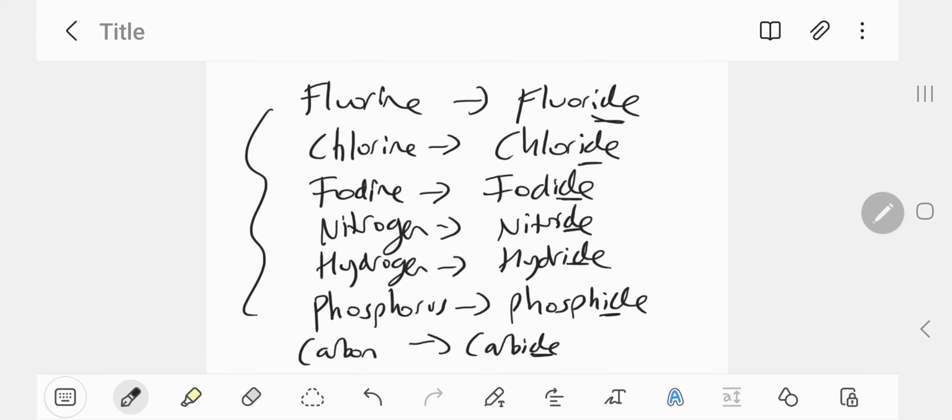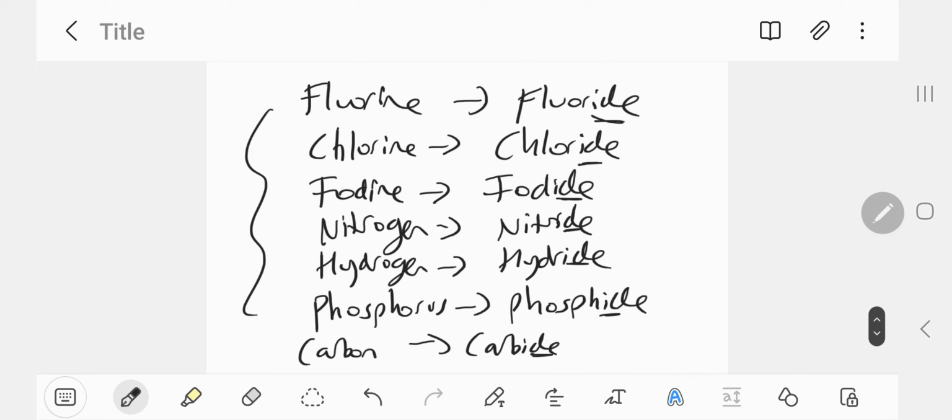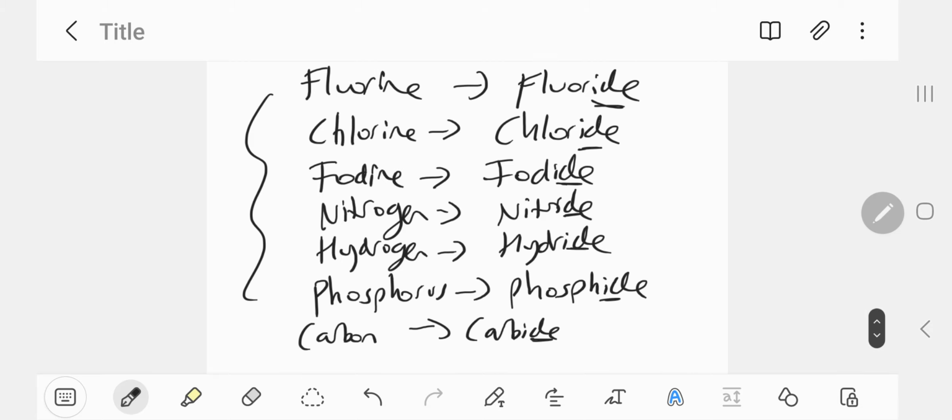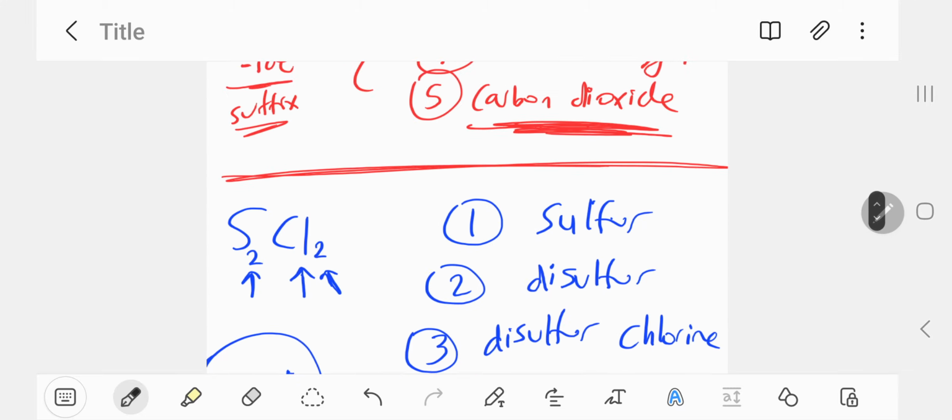So that's how you name covalent compounds. It's very straightforward. It's a series of 5 steps. You start from the left element, work your way to the right element, and just make sure to understand the prefixes as well.